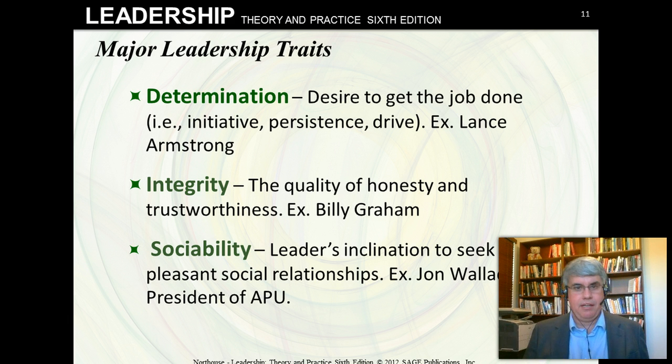Another leadership trait that's necessary is integrity, and typically integrity means the quality of honesty and trustworthiness. When we talk about integrity later, we'll see that it can actually be much more complex than that. An example is Billy Graham. Billy Graham's still alive, but he's pretty old. I think he's in his 90s now, so he's not too much of a leader now.